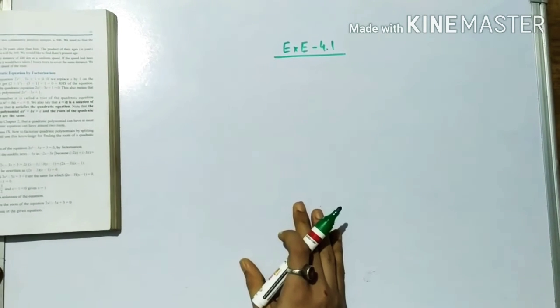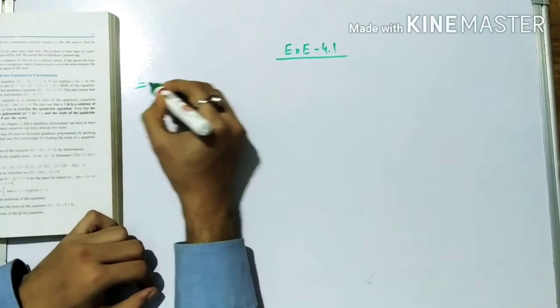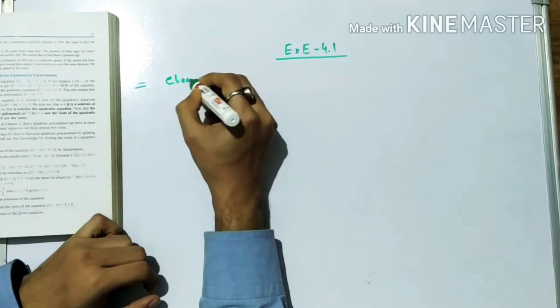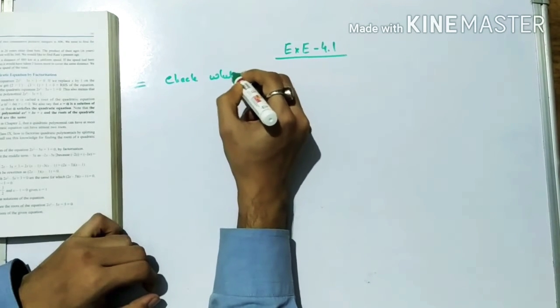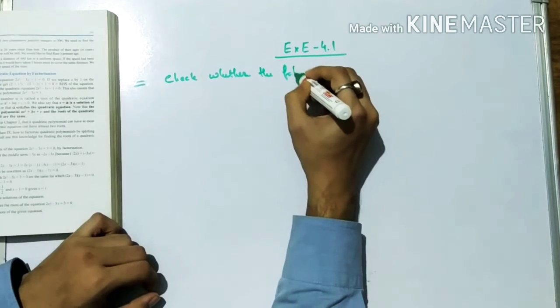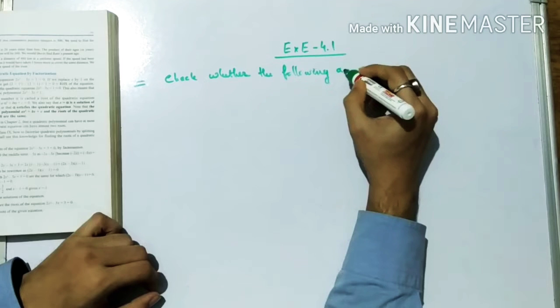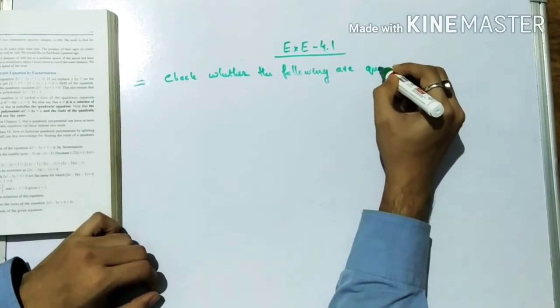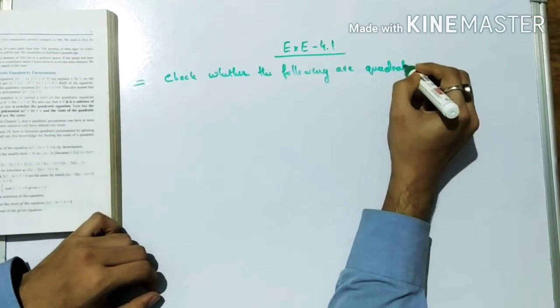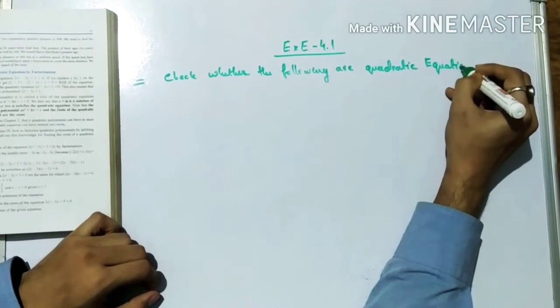So this is exercise 4.1. This is your type 1. Check whether the following are quadratic equations.